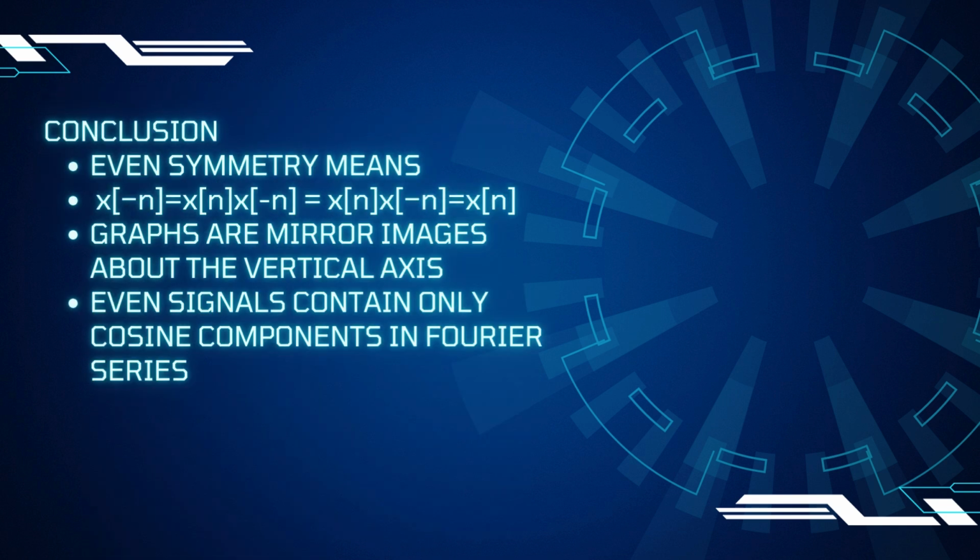In conclusion, a signal is even symmetric when it remains unchanged when flipped across the vertical axis. And graphically, the left and right sides of the signal look exactly the same.